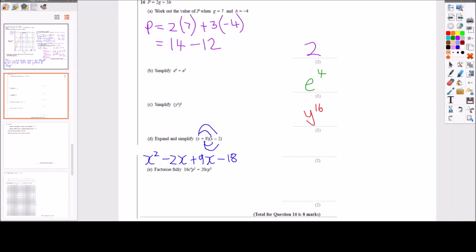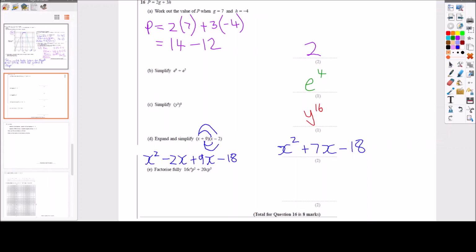So that's expanding. Now simplifying is when you gather the like terms. So you can gather up those x's in the middle. So the x squared remains unchanged. -2x plus 9x is plus 7x. Just be careful on the number line. If you start on -2 and you add 9 to this, you get plus 7. And then we've got the -18 to finish.